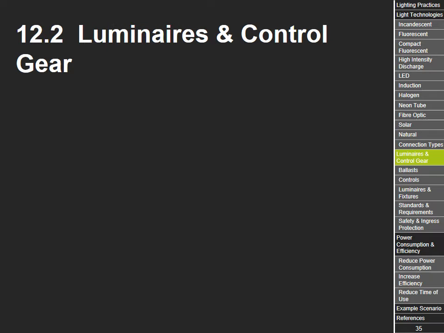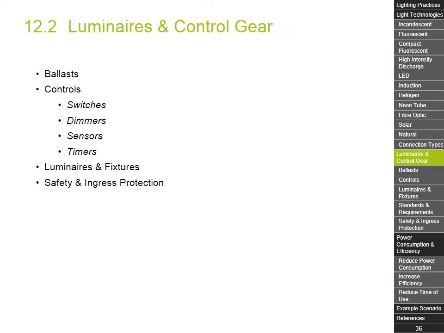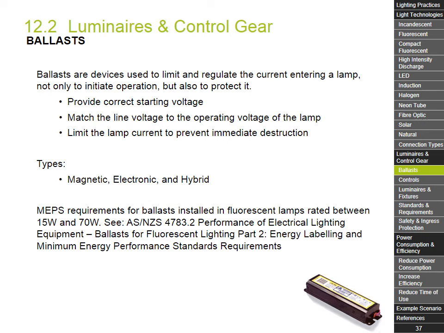Luminaires and control gear. This section will look into the luminaires and control gear that are used with lighting and lamp installations. Safety of lighting and ingress protection will also be discussed. Ballasts are devices used to limit and regulate the current entering a lamp, not only to initiate operation but also to protect it. They are mainly used in fluorescent lights where they also help regulate the flickering of the light, and in high-intensity discharge lamps.